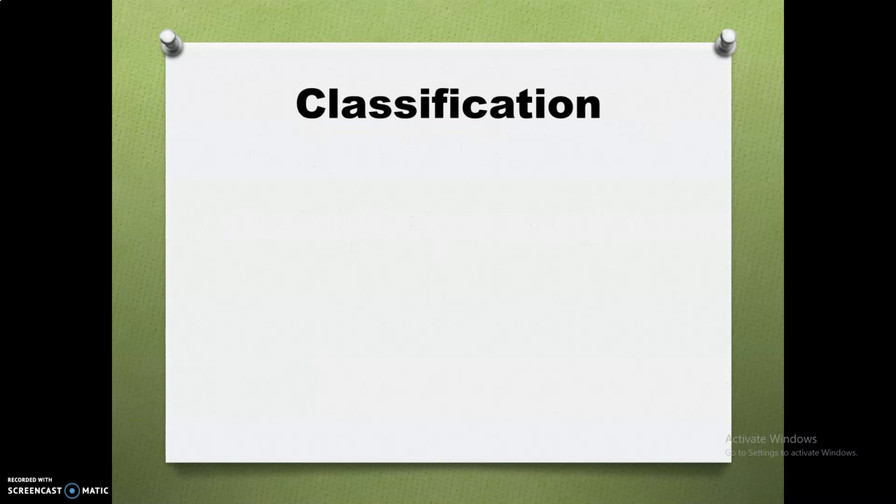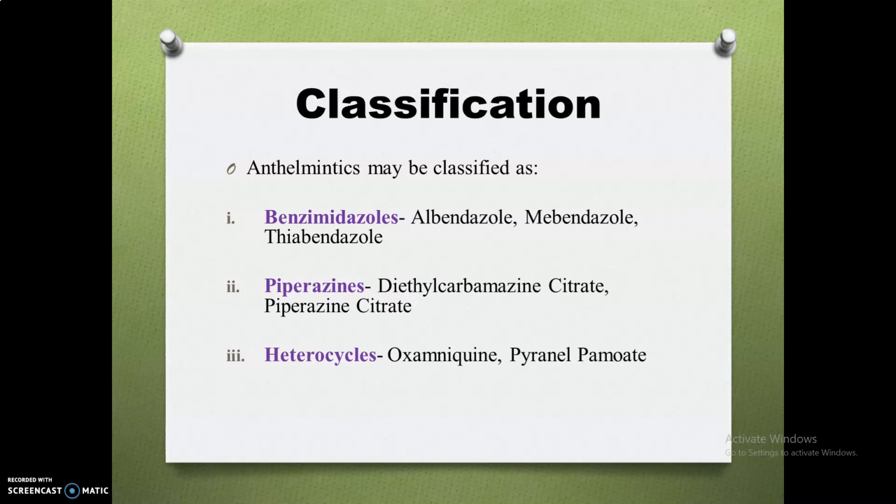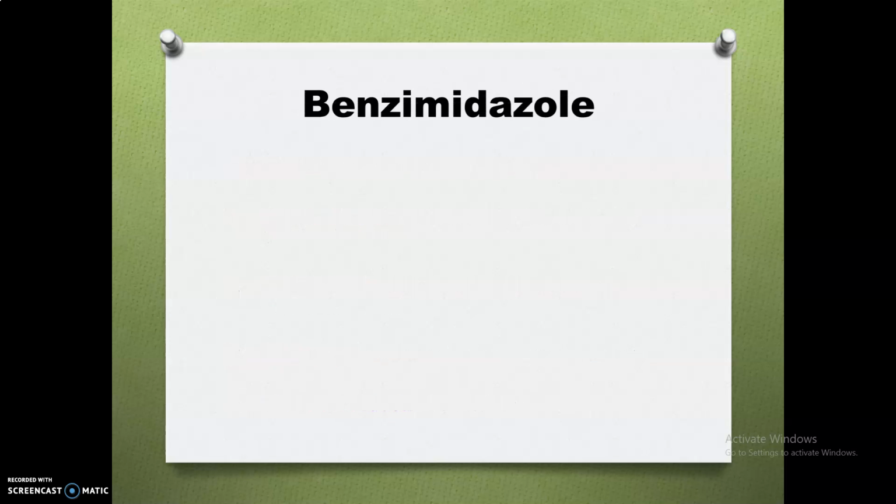Now, classification. Anthelmintics may be classified in the following categories: benzimidazoles, piperazines, heterocycles, natural products. We'll see the first category, benzimidazole. Out of several thousand benzimidazoles synthesized and evaluated for their anthelmintic activity, only 3 members of this class have got wide acceptance.